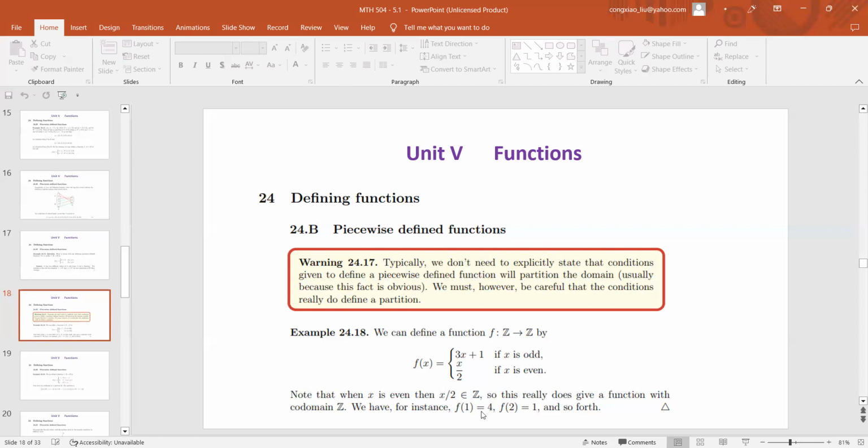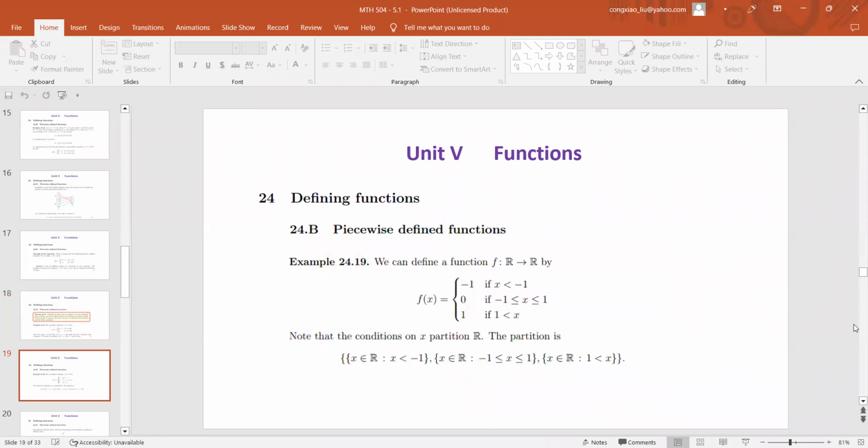So for example, f(1) equals 4. 1 is odd, so 3 times 1 plus 1, that's 3 plus 1, which is 4. And f(2) is 1. 2 is even, so 2 over 2 is 1. Okay. So that's one example.